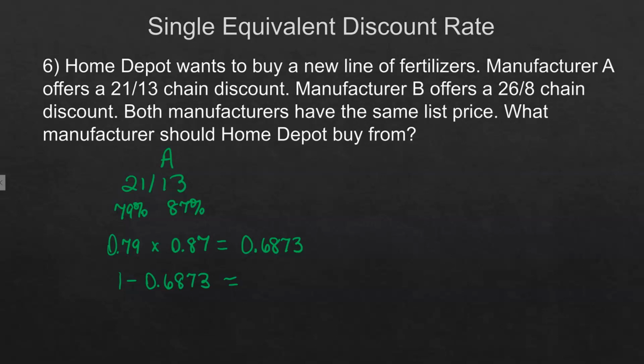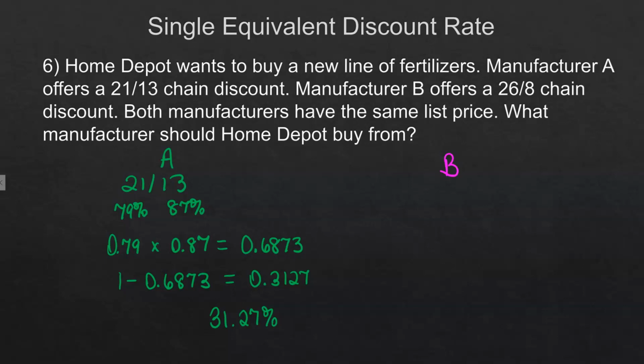And that would be the decimal 0.3127. So manufacturer A is a 31.27% discount. Okay, now let's go and calculate manufacturer B.